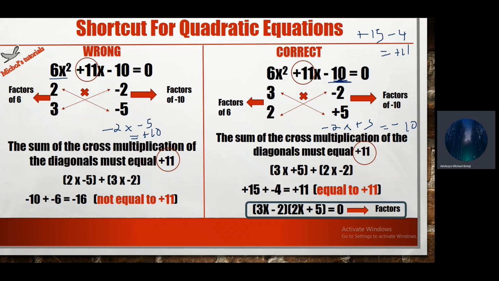So since plus 11 is the coefficient of x here, we are correct. What do we do next? Just put x here, then put x here. In the first factor, you have 3x minus 2. In the second one, you have 2x plus 5, which is what we have here. And that's all. That's the shortcut for quadratic equations.